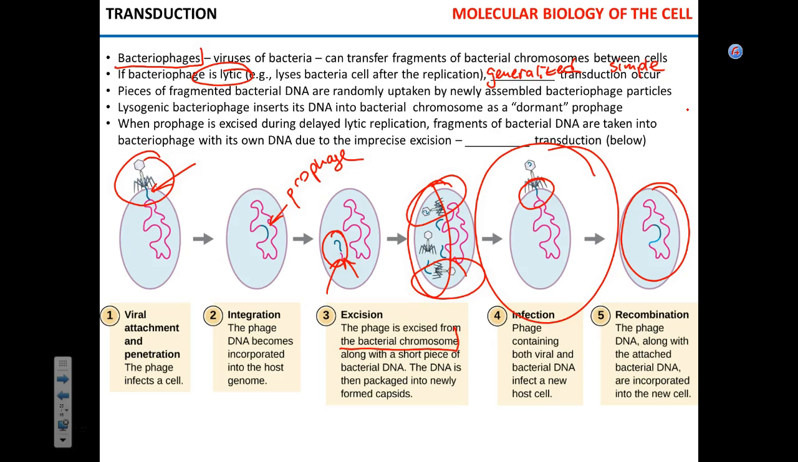No? So what you have to know about this? The difference between generalized and specialized transduction. That in one case, you have phages that completely destroy the cell with every round of replication, okay, and they hold the fragments of bacterial chromosome independently of the phage DNA. And in case of specialized transduction, part of the bacterial chromosome gets stuck to the phage DNA and gets incorporated into the chromosome as part of the phage life cycle. Okay.